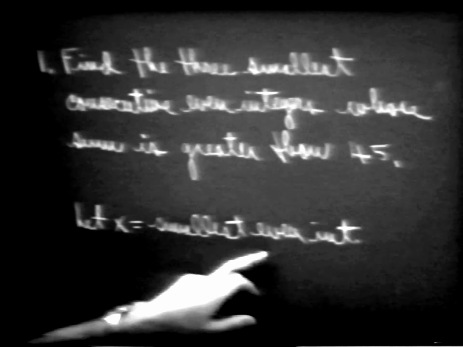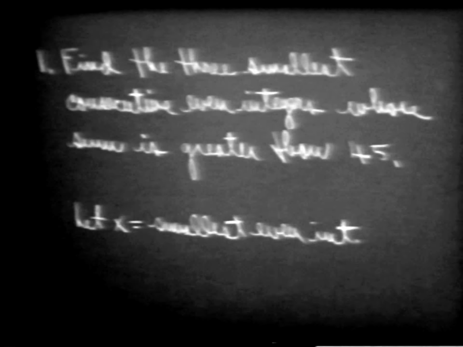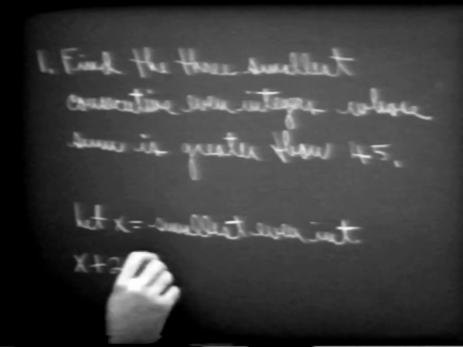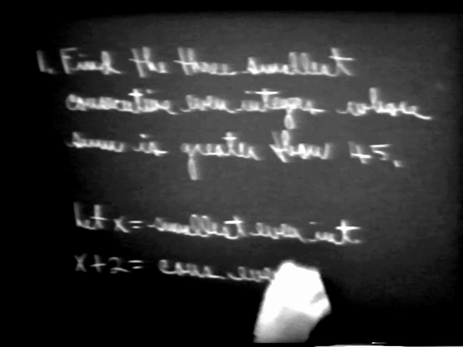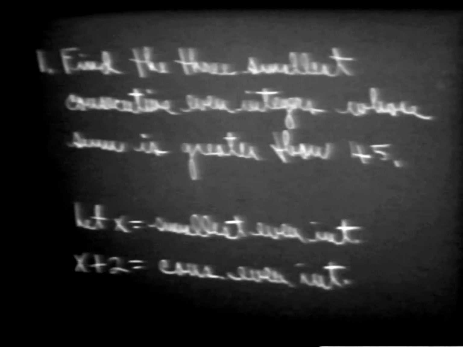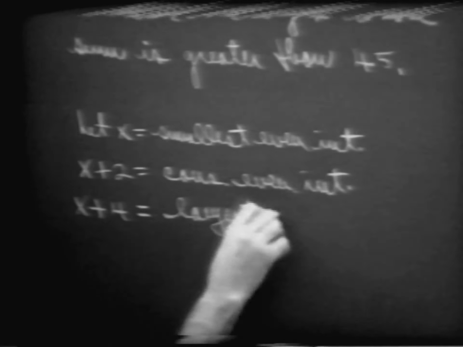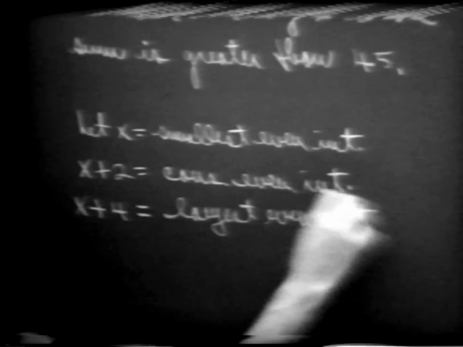So if x is the smallest even integer, what is the next consecutive, or what is the consecutive even number there? Ken says x plus 2. X plus 2 is the consecutive even integer, okay? And then, of course, what would be the largest even integer that we have here? Sally says X plus 4. X plus 4 is the largest even integer, okay?